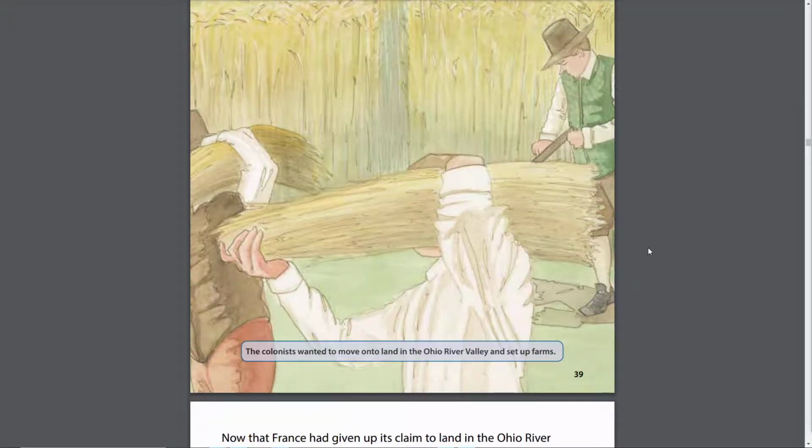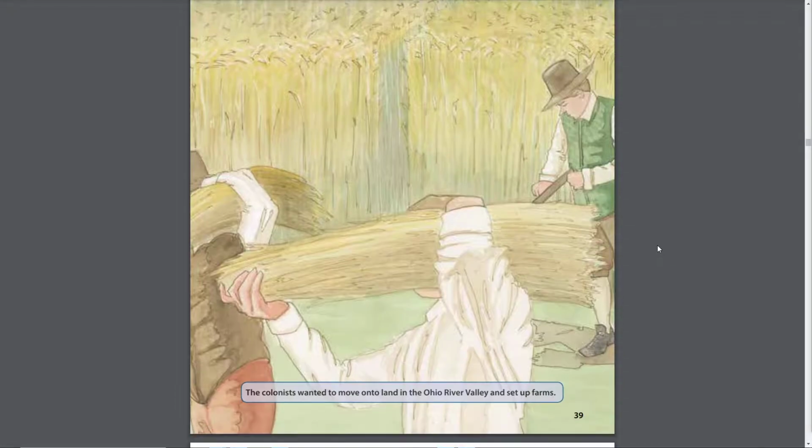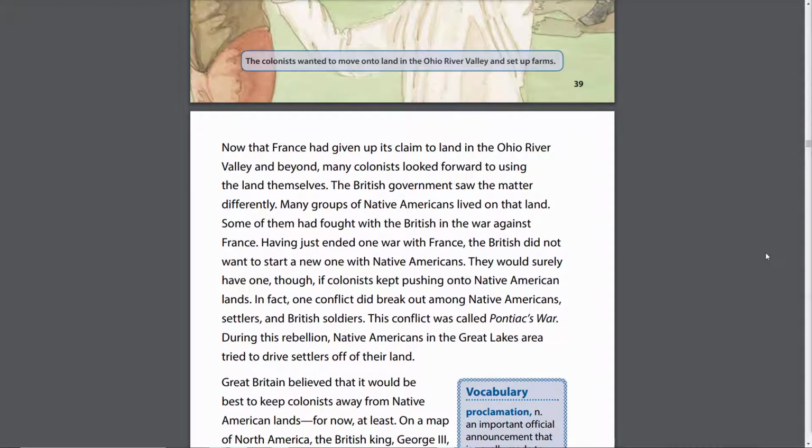The colonists wanted to move onto land in the Ohio River Valley and set up farms. Now that France had given up its claim to the land in the Ohio River Valley and beyond, many colonists looked forward to using the land themselves. The British government saw the matter differently.